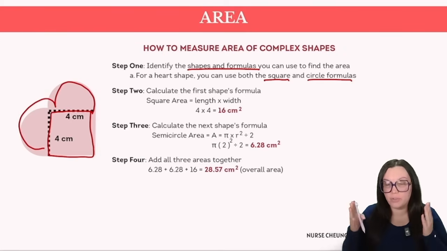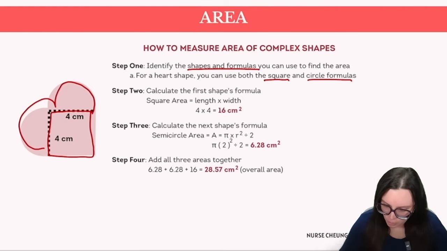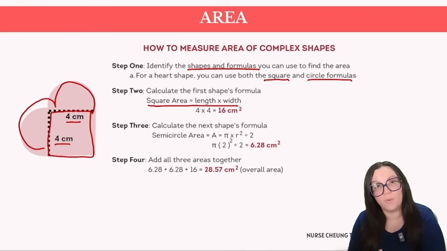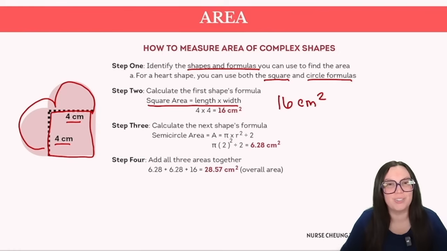Step 2 is we're going to start with our easier shape. We're going to start with our square and figure out the area for that. So we know that the square area is length times width. So we have a length of 4 and we also have a width of 4. So we're going to multiply 4 times 4, and that's going to give us the overall area of our square as being 16 centimeters squared.